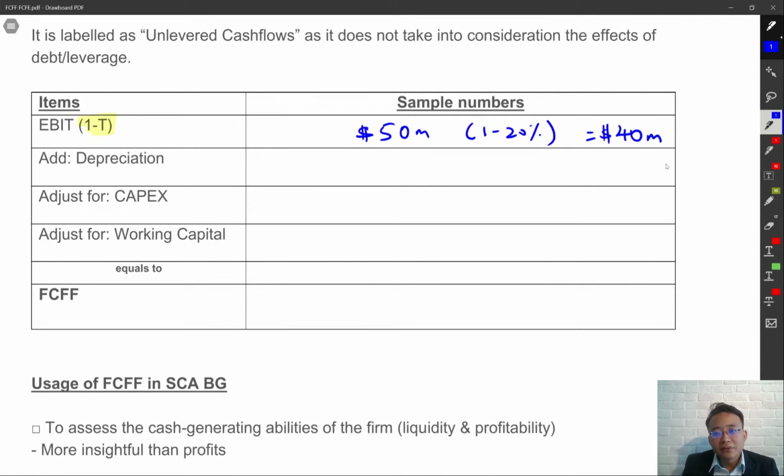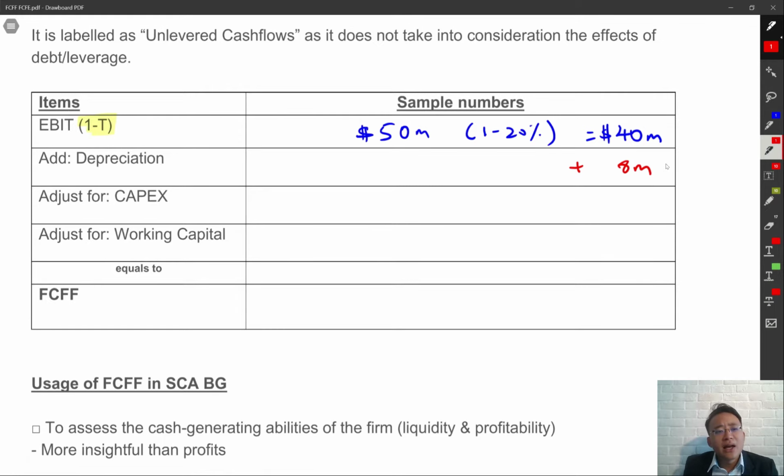Thereafter, I add back my depreciation. Why? Because depreciation is not a cash flow. So let's add back our depreciation. Let's assume that depreciation is $8 million. I'll add it back. So there I have 48.